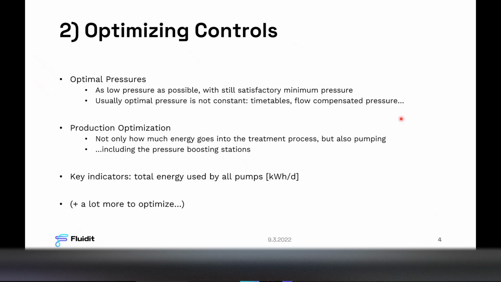And one of my personal favorites, flow compensated pressure. I think that's one of the control methods that should be implemented more often. So it means we are driving a pressure setting, but that setting will increase if we have higher and higher flows. So that will enable us to keep more steady pressure at the end of the network or at the highest point of the network, thus enabling us to lower the general level of the pressure most of the time and thus saving us energy.